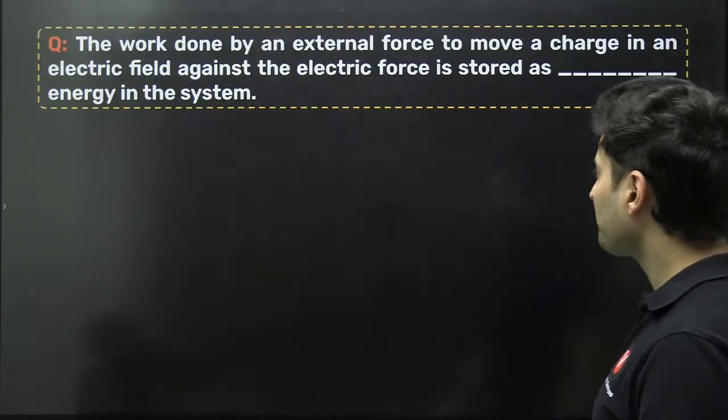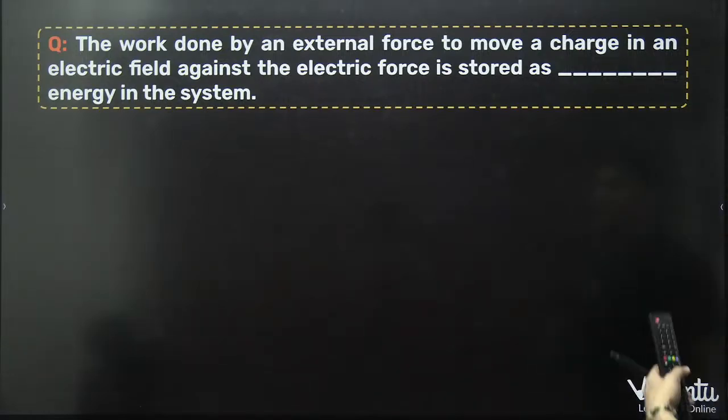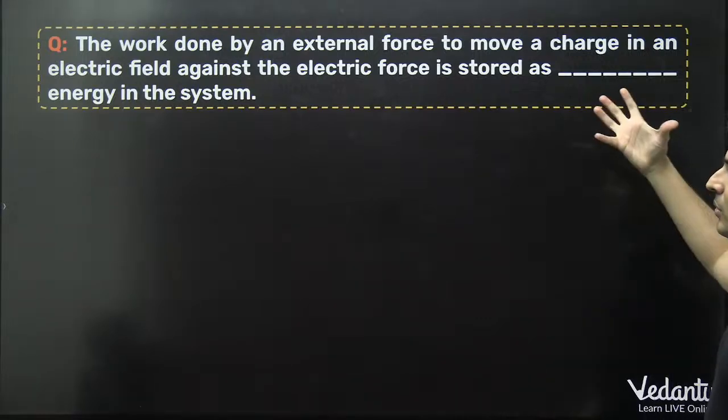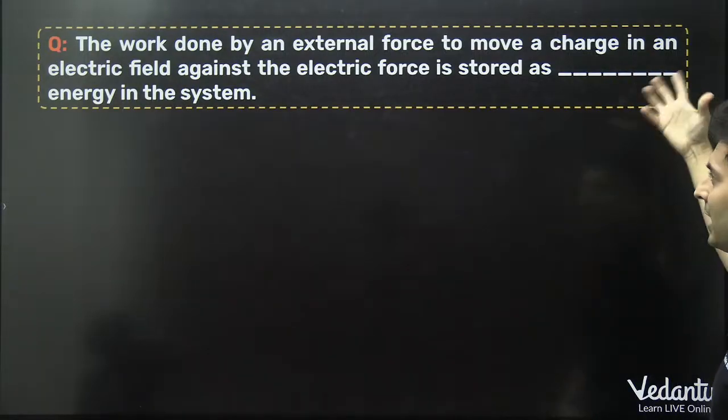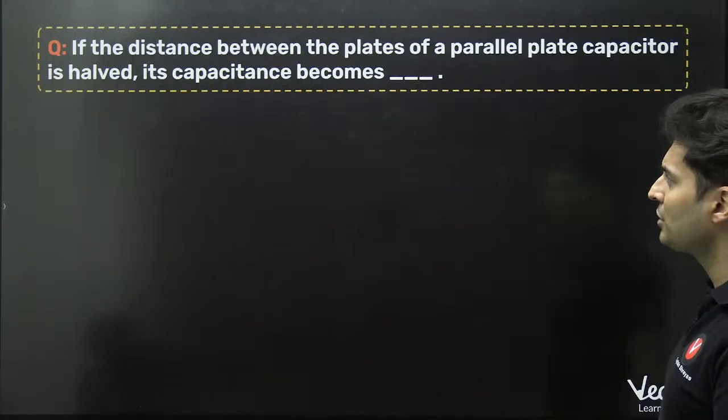Next one: the work done by an external force to move a charge in an electric field against the electric force is stored as the dash energy. This is very straightforward. In an electric field, you are storing the energy, so it will be electrical potential energy only. That is very obvious. Okay, let's go on.